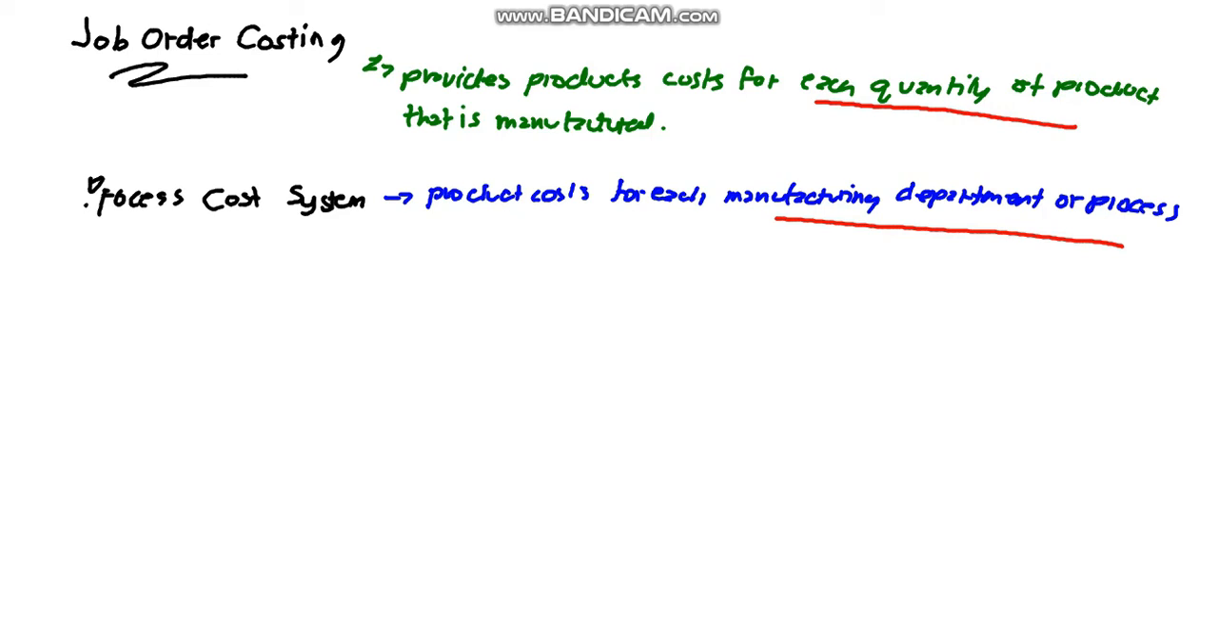Process cost systems are often used by companies that manufacture units of a product that are indistinguishable from each other and are manufactured using a continuous production process. Examples would be oil refineries, paper producers, chemical processors, and food processors. Job order and process cost systems are widely used. A company may use a job order cost system for some products and a process cost system for other products.